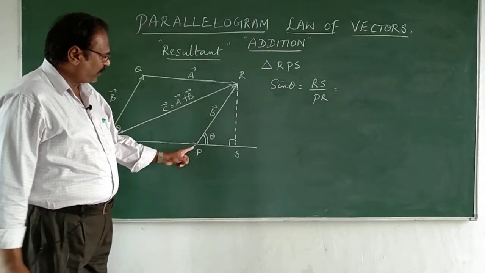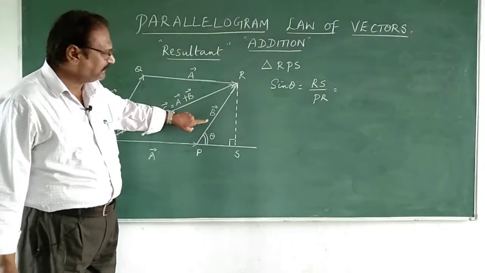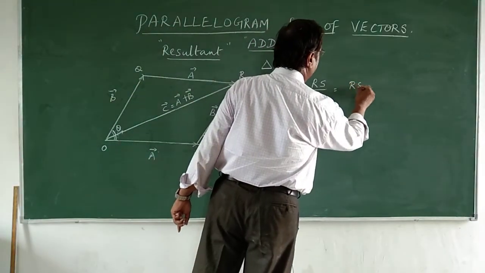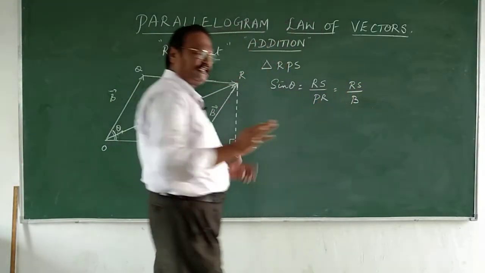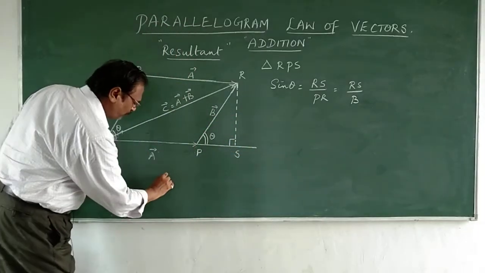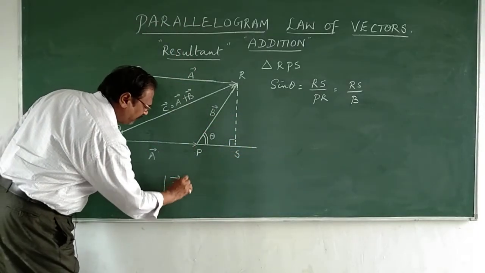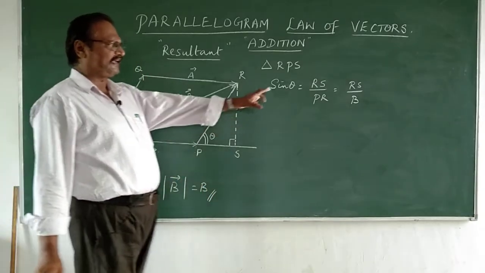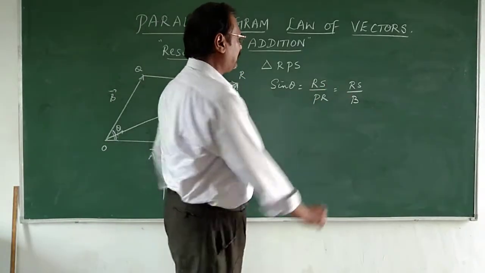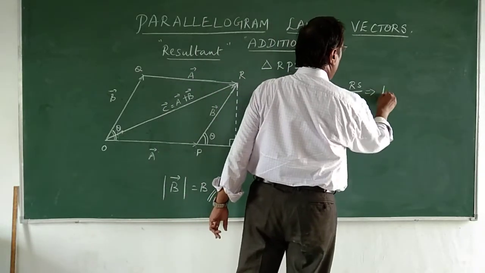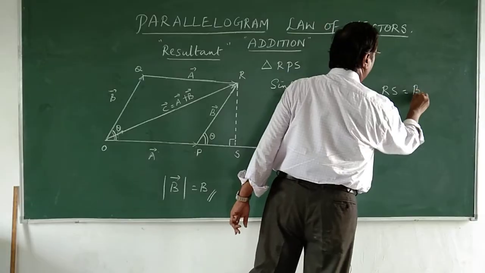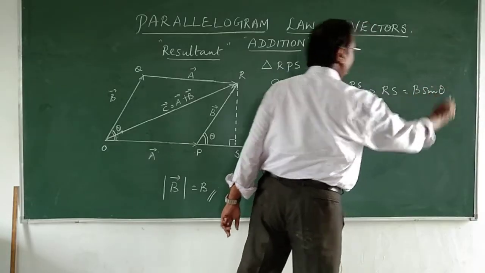Now, what is PR? Its magnitude is the B vector. So PR is B, so RS upon B. I take only the magnitude. I told you the modulus of vector B gives me the magnitude B. Simply I write it as B. Or I can write from this, RS is equal to, B comes over here, B sine theta.